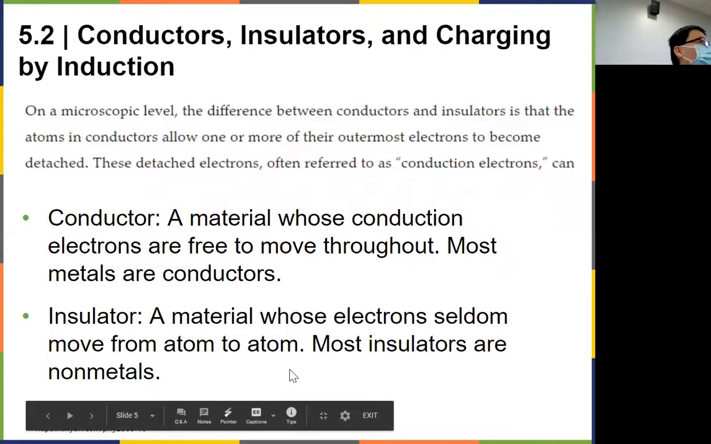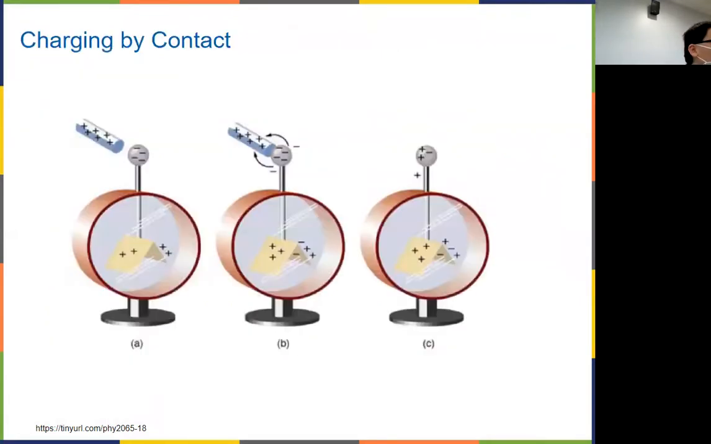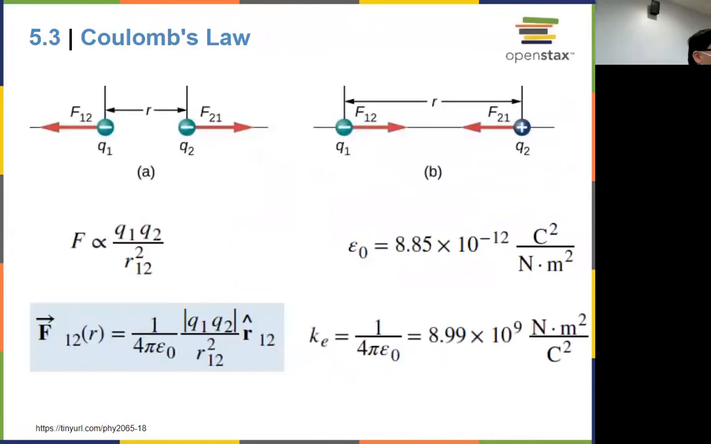We talked about conductors and insulators. A conductor has free electrons that can move around through the body, while an insulator does not. You can do charging by contact or charging by induction, which involves no contact.